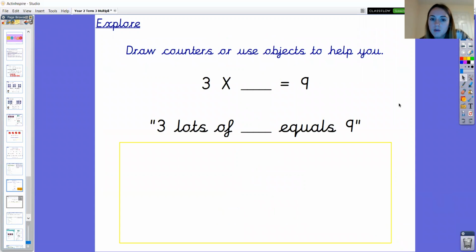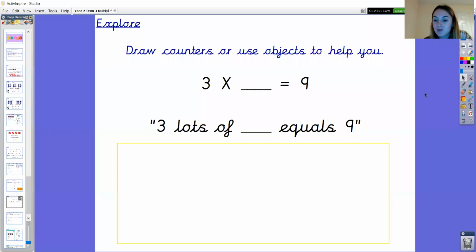So what do you notice when you have a look at the multiplication sentence on your screen? Well done, there is a missing number. So we're going to be solving a missing number problem. I've written a stem sentence underneath which will help us to understand what that multiplication sentence means. So you might read it as 3 times blank equals 9, or as we've been practicing, 3 lots of blank equals 9. So 3 equal groups of blank equals 9. So what could be inside each of those equal groups? Please pause the video here and have a conversation about it.